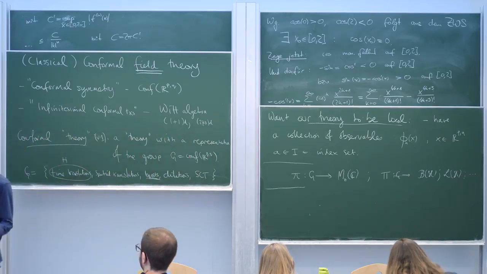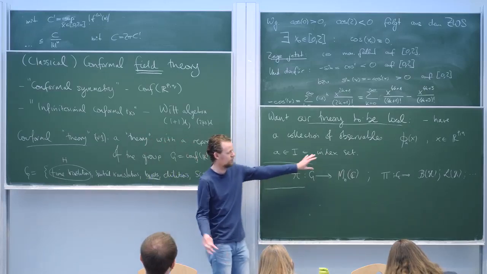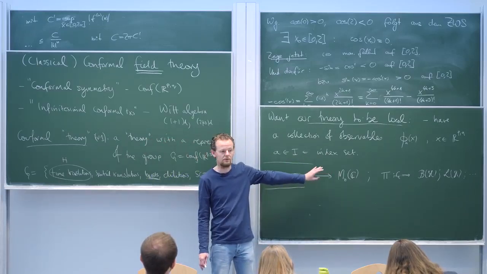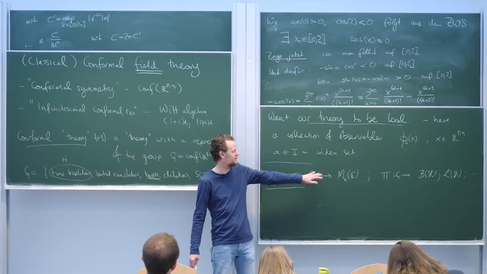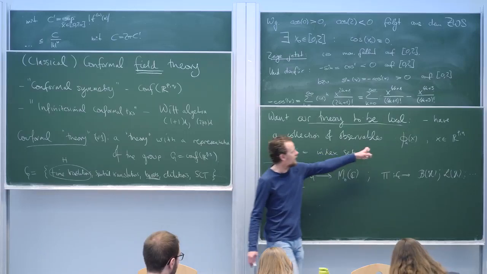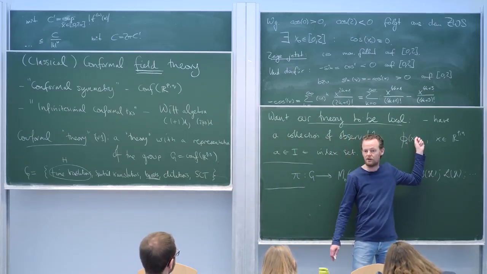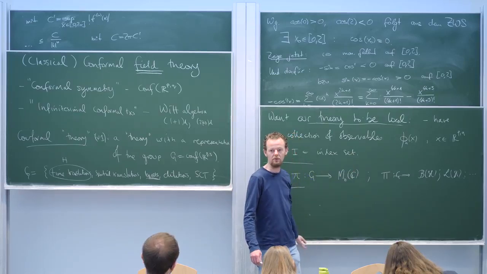So we can completely characterize the irreducible representations of these groups: Poincare group, Lorentz group, rotation group. We know all the irreducible representations, conformal groups no exception. But finding theories where you have a collection of observables labeled by space-time is harder. And it's harder because this is a reducible representation.